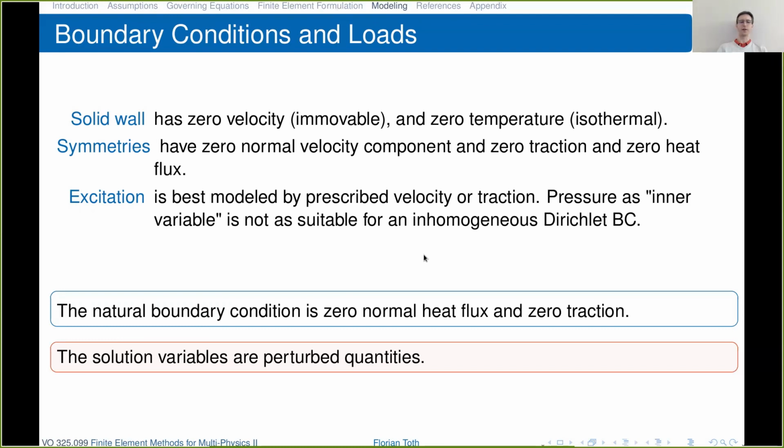The natural boundary conditions, since that's what happens in the finite element formulation if you don't specify something explicitly, are zero normal heat flux and zero traction. And the solution variables, always consider this, are only perturbed quantities.